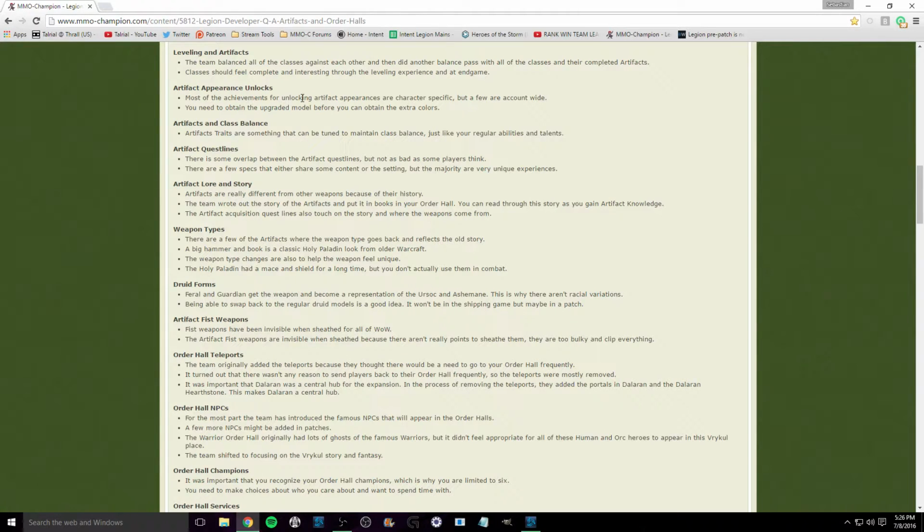Completing the achievements for unlockable artifact appearances: some are character specific, some are account wide, and you need to obtain an upgraded model before you obtain the extra colors. So artifact traits are something that can be tuned to maintain class balance. Again, just keep this in mind.